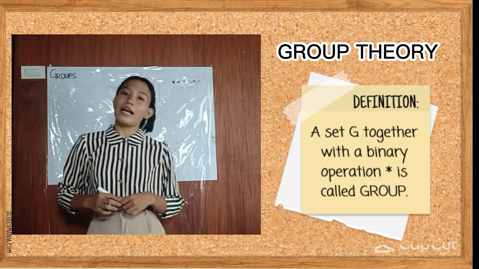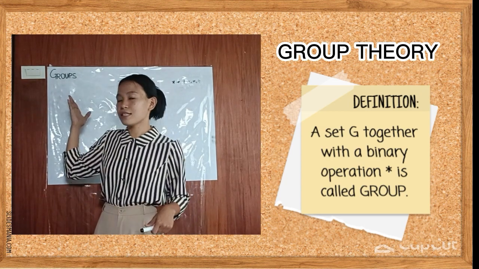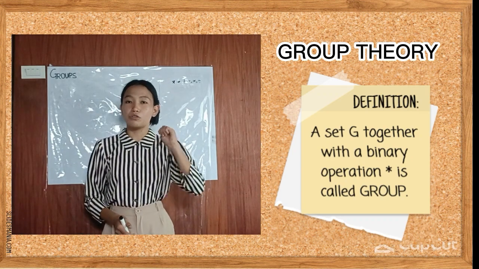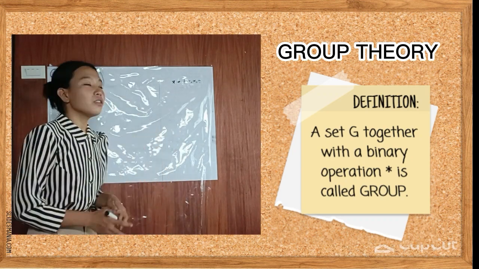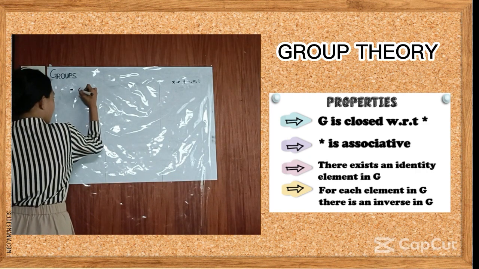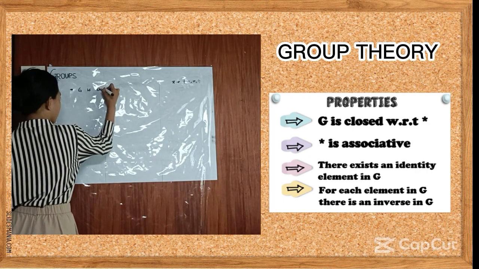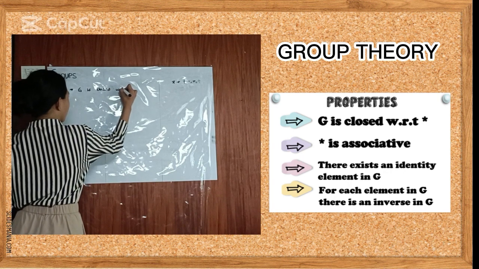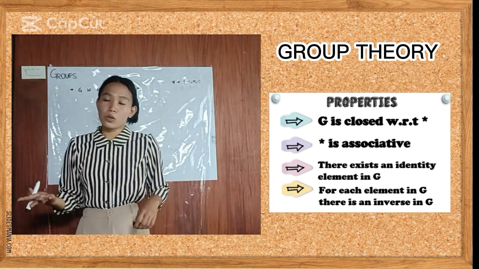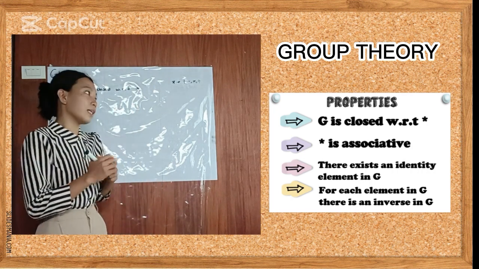We say that a set is a group when it satisfies the four properties. What are the four properties? The first property is that G is closed with respect to star. So when we say closed, let's have an example.